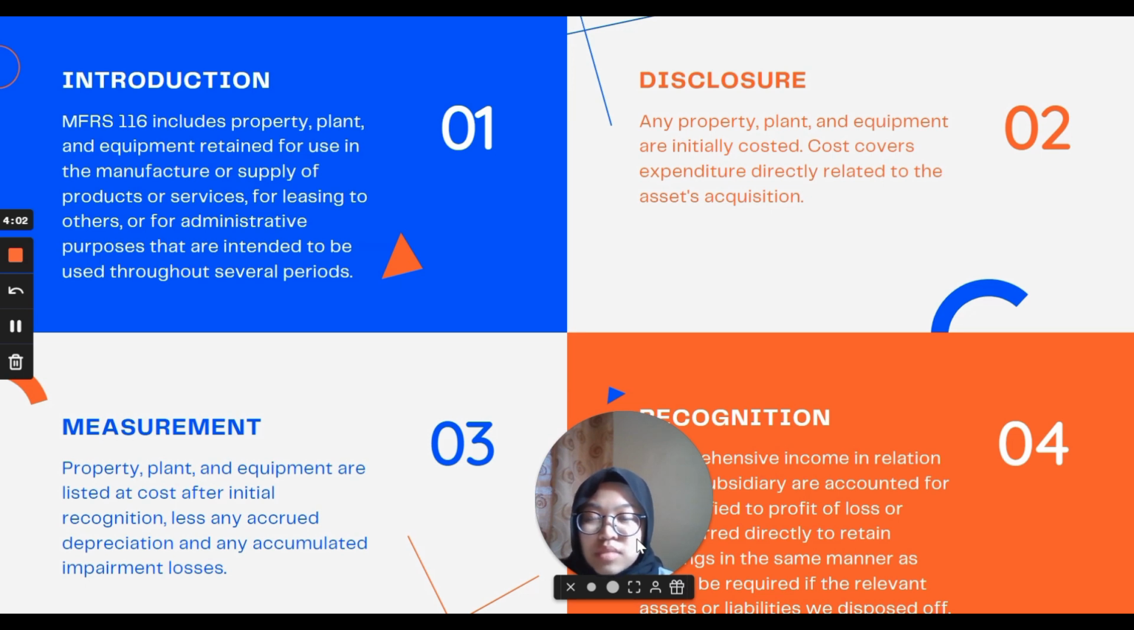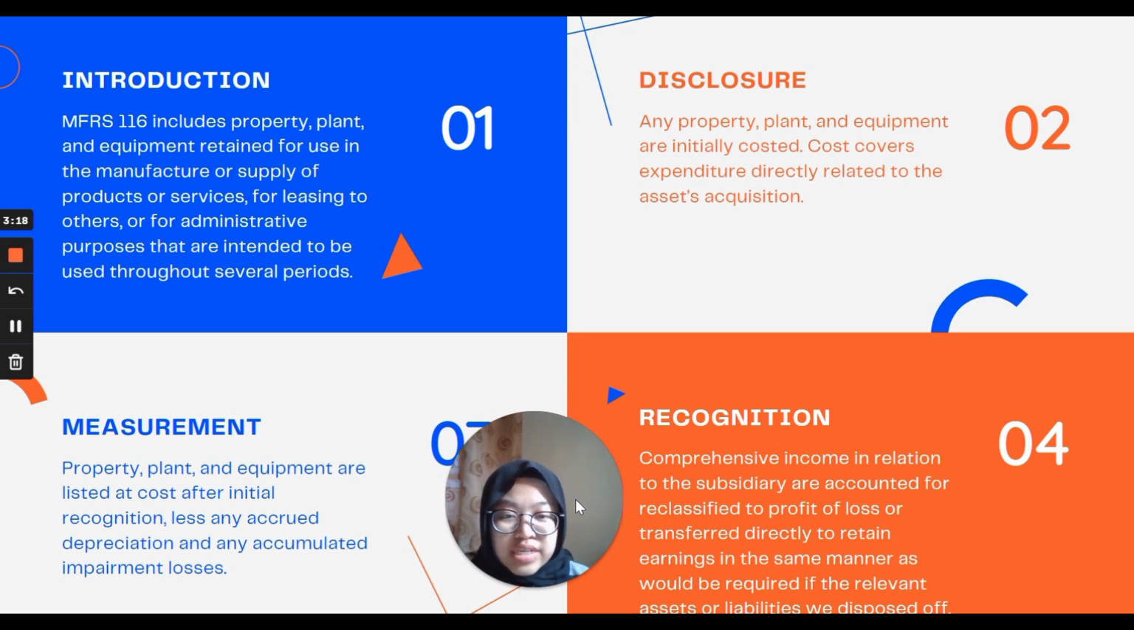I will be talking about disclosure, measurement and recognition of two companies, which are NYLEX Sendirian Berhad and LB Aluminium Sendirian Berhad. The first one is NYLEX Sendirian Berhad. As for the disclosure, any property, plant and equipment are initially costed. The cost covers expenditure directly related to the asset's acquisition. Next is measurement. Property, plant and equipment are listed at cost after initial recognition, less any accrued depreciation and any accumulated impairment losses.